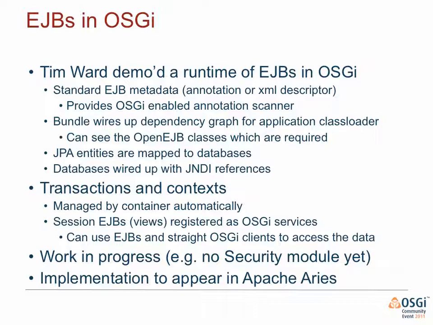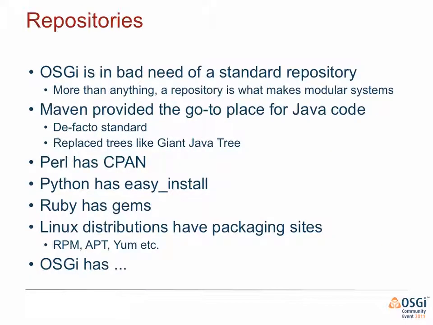Now, the other thing that OSGi needs is a standard repository system, because more than anything else, a repository is what makes modular systems. And Maven, I think, is the poster child in the Java world as being the go-to place to be able to get assets and consume assets. It's the de facto standard and replaces prior systems like the giant Java tree that existed to provide Java modules.